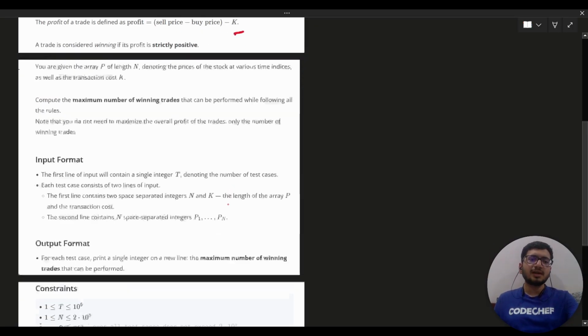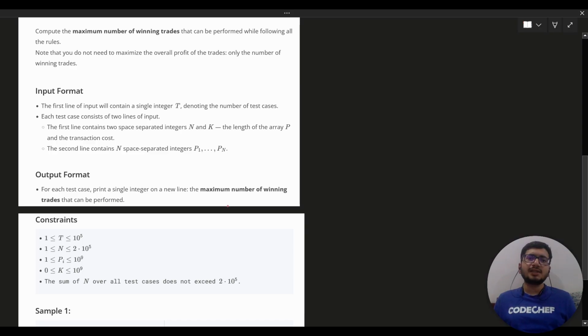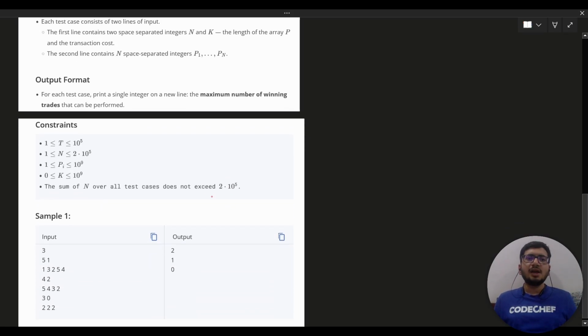As for the input format, we have t test cases, and for each test case we'll have two lines. The first line will contain two integers n and k, that will be the length of the array and the transaction cost. And the second line will have n space separated integers p1, p2 till pn. As for the output, in a single line we just have to output the maximum number of winning trades that can be made. As for the constraints, the number of test cases will go from 1 to 10 raised to 5. The value of n will go from 1 to 2 times 10 raised to 5. The values of elements and k will go from 1 to 10 raised to 9.